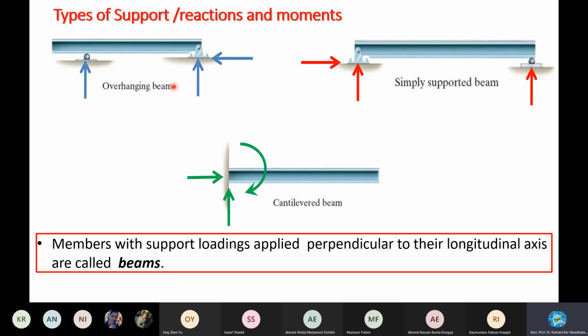When you see the restraint, it's just a kind of roller. You can call this also a roller or just a pin. Meaning what? Okay, I go to the next slide, then it is very clear. I will come back again to this slide after showing the next one. Members with supports, with loadings applied perpendicular to their longitudinal axis, are called beams. So it is always loaded perpendicular to the longitudinal axis. If this is the longitudinal axis, loading is on top, always perpendicular to the longitudinal axis. Then it is called a beam.